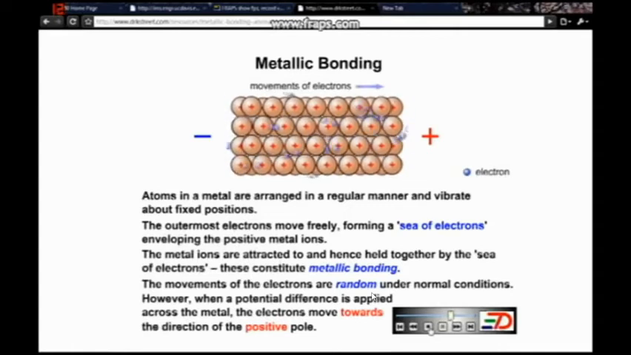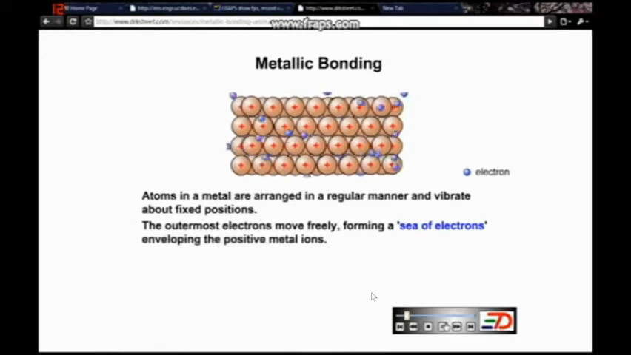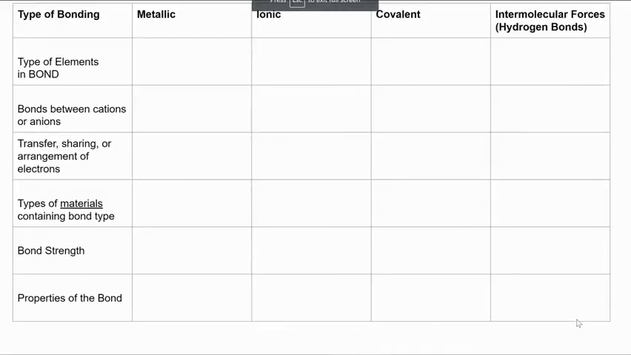Generally, they move in random directions, but when we apply a current, a positive and a negative potential difference, we can get them to move in a specific direction, which would be an electrical current.